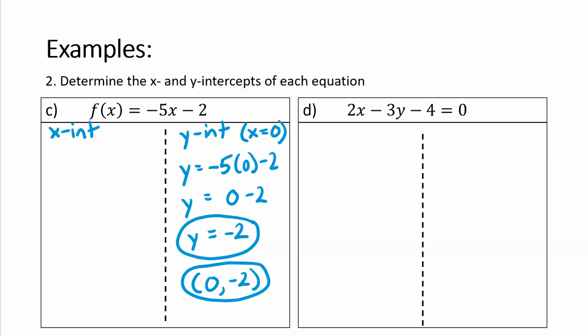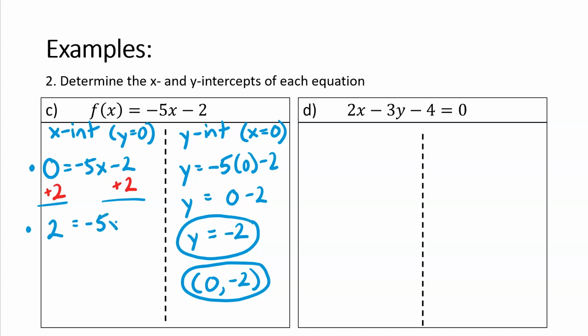As far as the x-intercept, you want to set your y value as 0, because the x-intercept happens when y equals 0. So we have 0 equals negative 5x minus 2, and we're going to solve for x. To get x by itself, first we'll need to add 2 to both sides. On the left-hand side, we'll have 0 plus 2 is 2. On the right-hand side, the negative 2 plus 2 is 0. It goes away, and you're left with negative 5x. So to get x by itself, we'll divide both sides by negative 5.